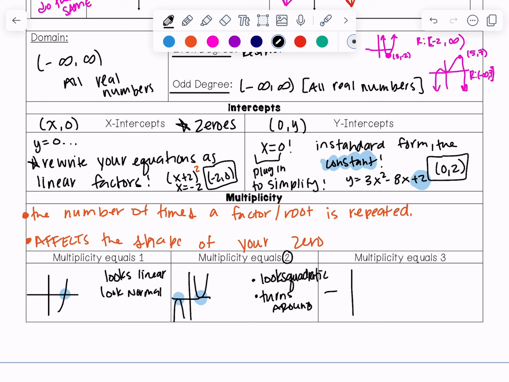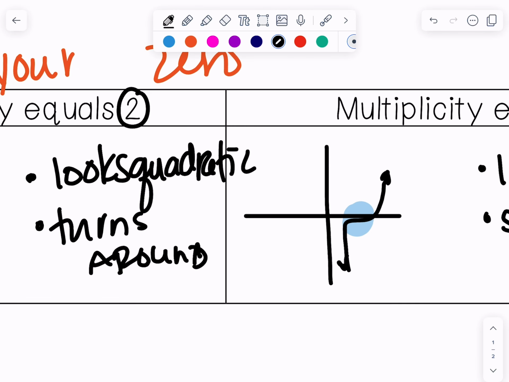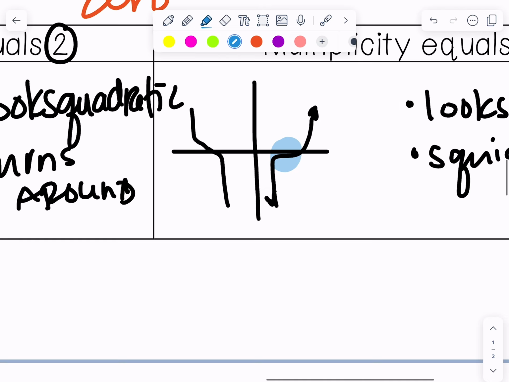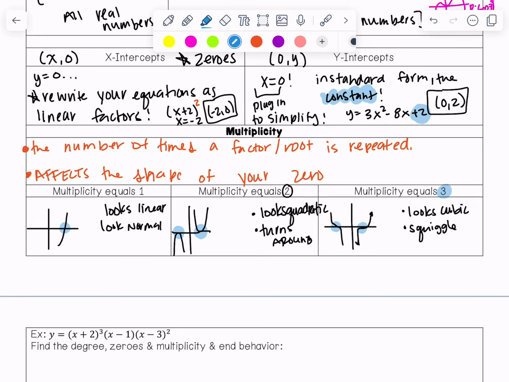And last but not least, we have a multiplicity of 3, which if multiplicity of 1 looks linear, 2 looks quadratic, well then 3 looks cubic. We also sometimes call this a squiggle, which is not the best terminology here, but it looks like this. It comes up to your x-axis, it kind of flattens out and then keeps going. So it does actually cross in one specific part, but it kind of flattens out as it does that. So another way, that was not my best drawing, but here it would kind of flatten out, slow down, cross, and then keep going in a steeper way. Whenever you see this kind of shape, that means that you have that factor three times.